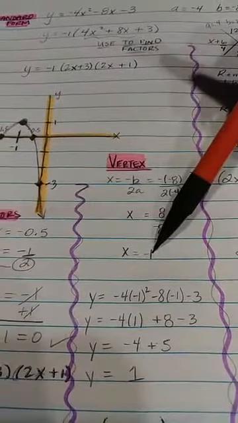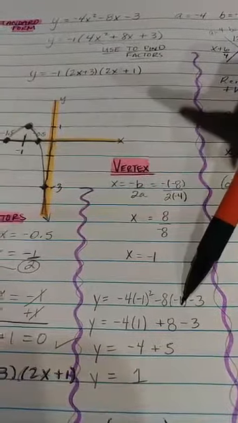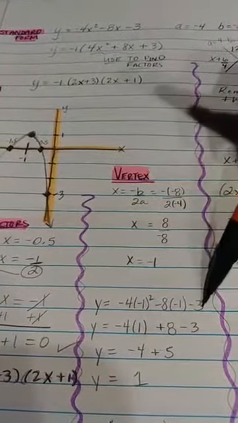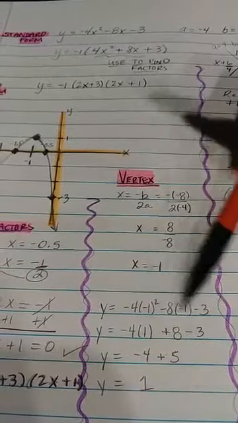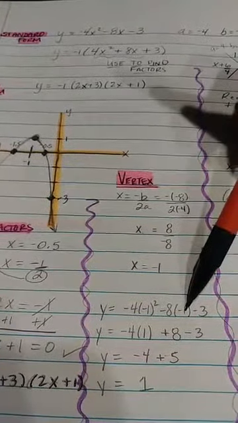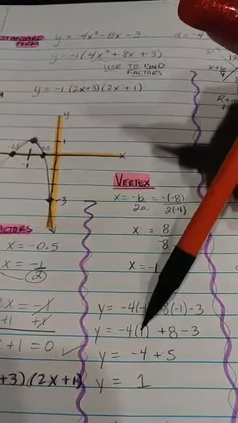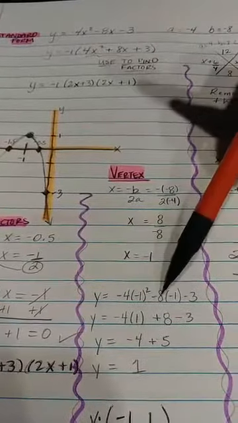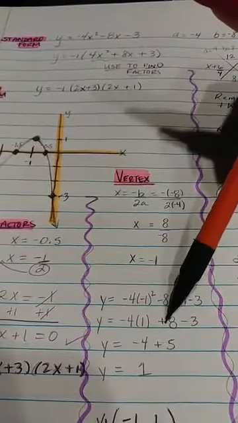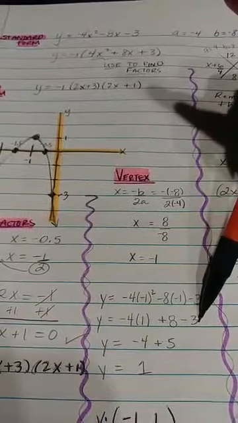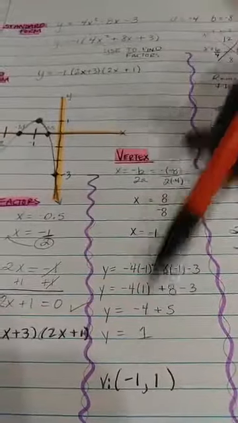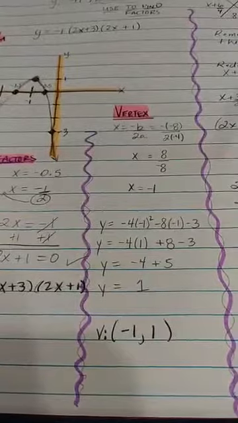Now that I have that, plug that into the x spot. Negative 1, negative 1. Remember, this is the original equation. Well, it was before I put the negative 1 there and there. So negative 1 squared is 1. 1 times negative 4 is negative 4. Negative 8 times negative 1 is positive 8. Minus 3. So that's negative 4 plus 8, which is 4, minus 3 is a positive 1. So negative 1, positive 1. There it is. That's my vertex.